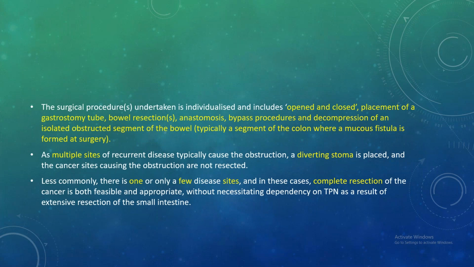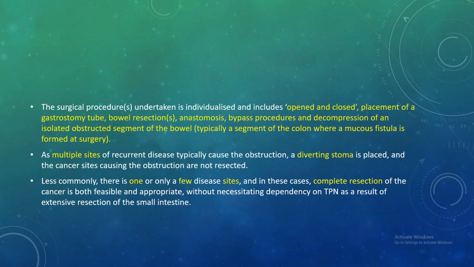Now, what are the surgical options available? So either you can just open and close, because you can't do anything. Sometimes you can just open and close the abdomen. Sometimes placement of gastrostomy tube can be possible. Bowel resection, if it is a single site amenable to resection. Anastomosis, as I told you, if it is a single site only, you can do resection and anastomosis. Otherwise, you have to do the bypass procedure like diverting stoma. If it is a multiple site distal obstruction, you can just give a diverting stoma.